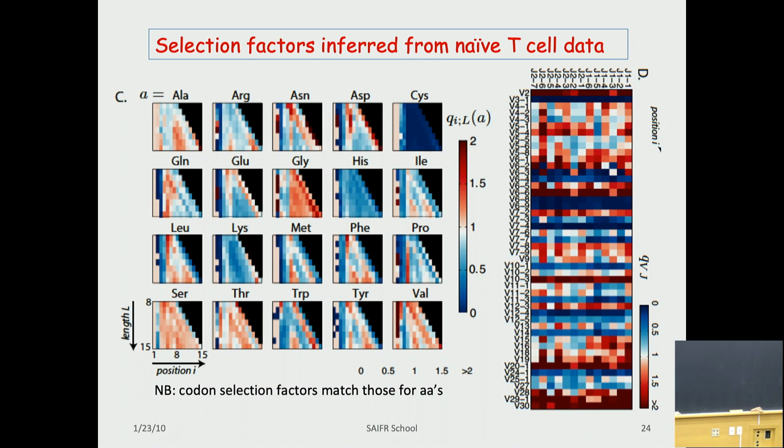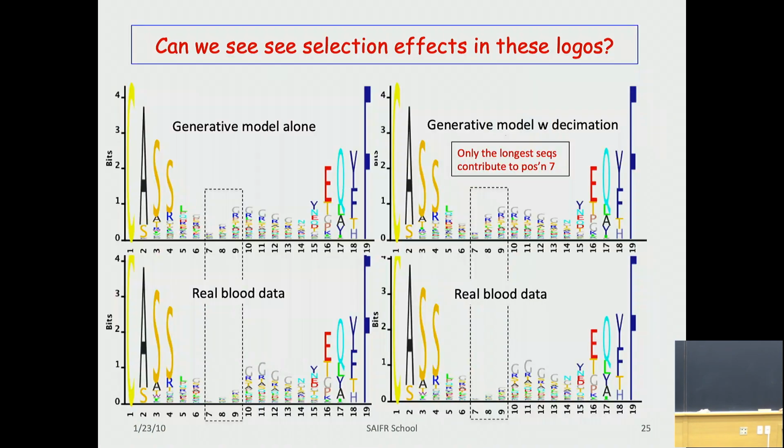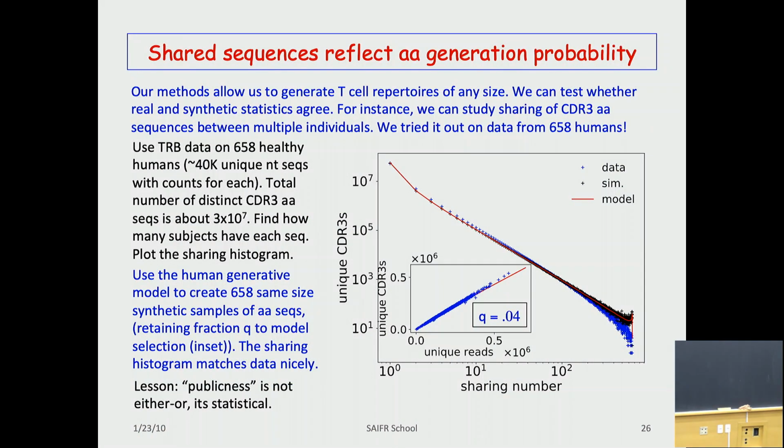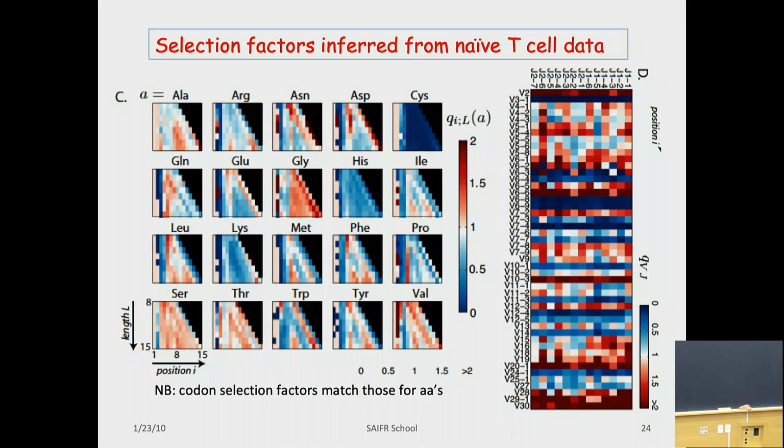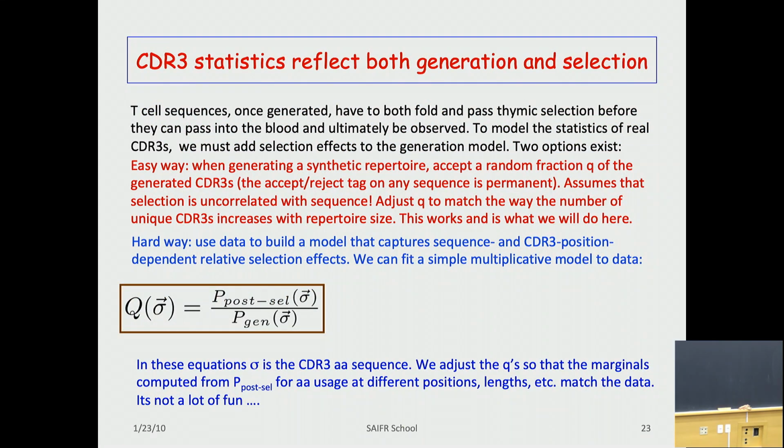And you can infer all of these factors in this model for the ratio between the selection probability and the generation probability. And it's very stable. You get the same answers from different individuals. It's hard work, but it can be done, and it seems to make a certain amount of sense. Now there's an easy way, which may sound to you crazy, but it's worth thinking about, and that's what I would like to show at the very end here.